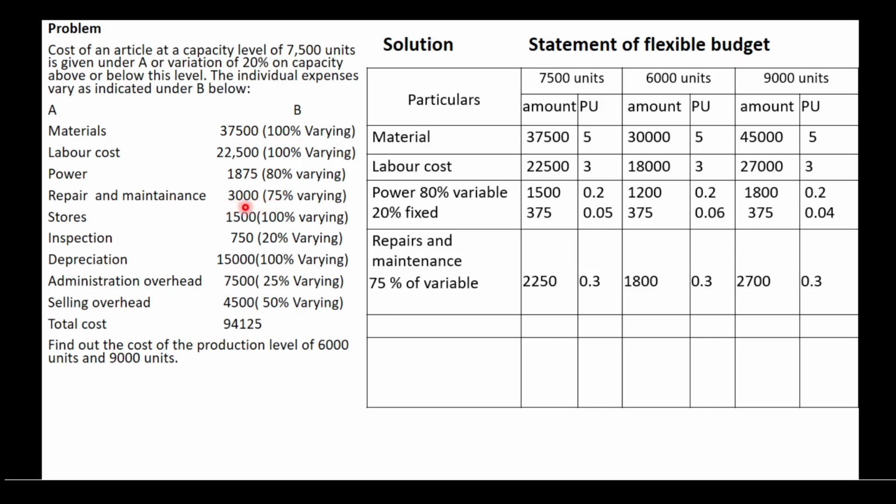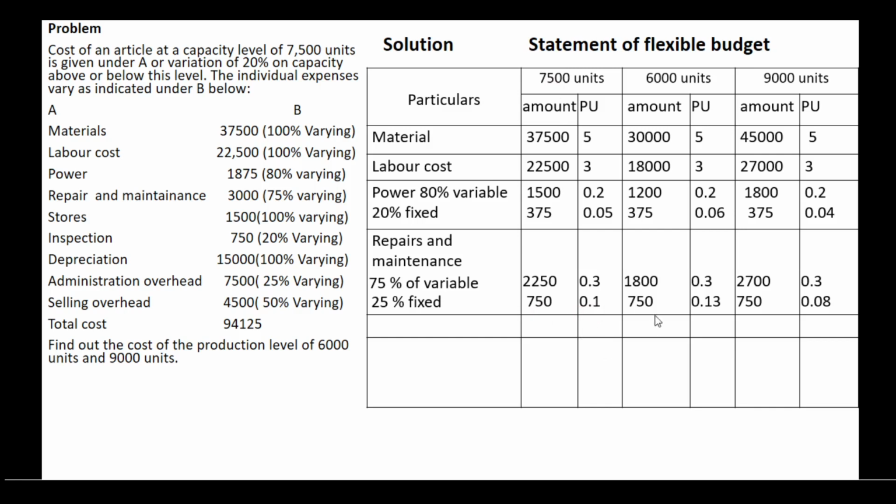The 75% is variable. The remaining 25% is fixed. So 3000 into 25 divided by 100. Then the amount is 750 rupees. So the 750 rupees is divided by 7500. Then the cost per unit is 0.1. So under the fixed, the amount is always the same. So when it is fixed, the amount is the same in all levels, but the cost per unit keeps changing. So 750 divided by 7500 units, 0.1.